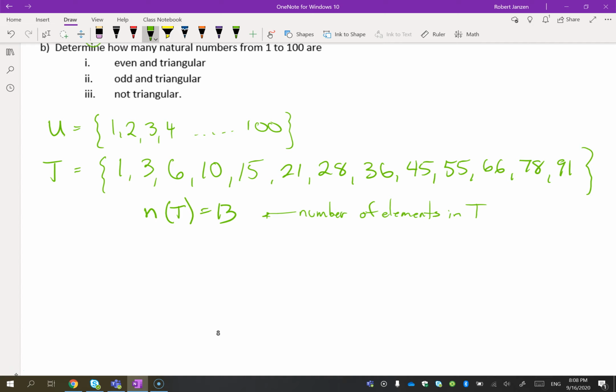Now, we're also supposed to figure out what are the even numbers. What are the even triangular numbers? Well, let's just look. So we've got 6, we've got 10, 28, 36, 66, 78. The number of even numbers is 6.